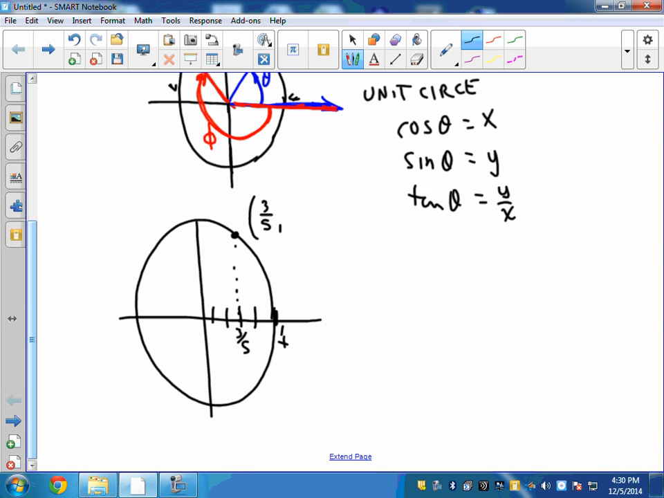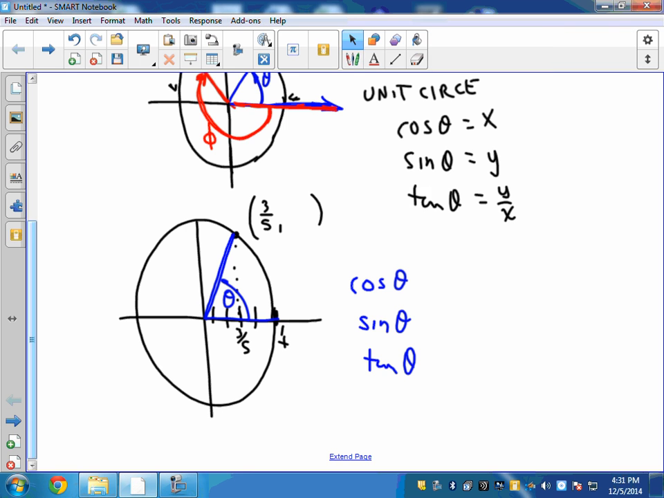And our task is to find all three trig functions, the cosine, the sine, and the tangent of this angle theta, where theta is measured from here to there. There's theta.